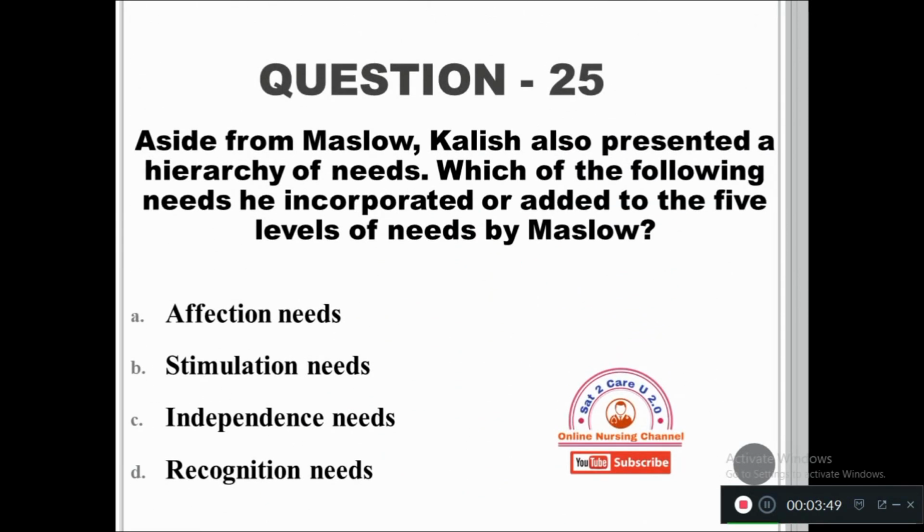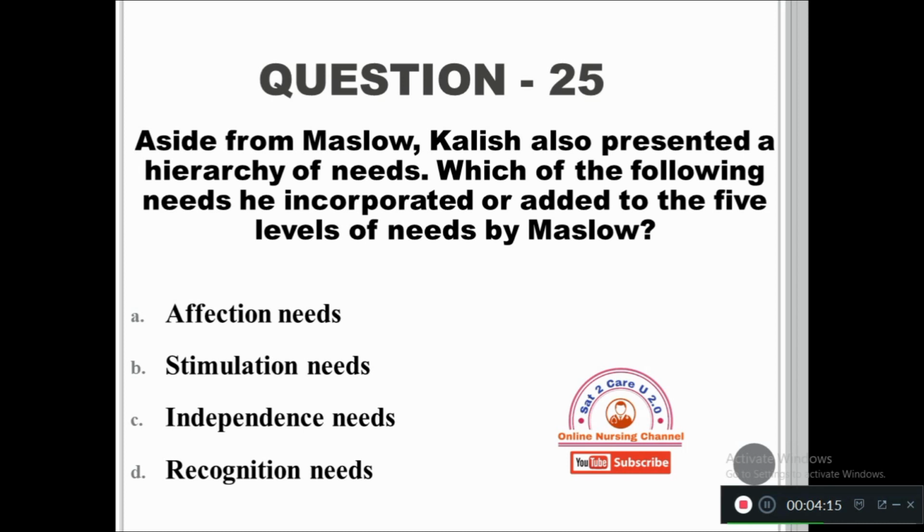Question number 25. Aside from Maslow, Kalish also presented a hierarchy of needs. Which of the following needs did he add to the 5 levels of needs by Maslow? Option A, affection needs, B, stimulation needs, C, independence needs, D, recognition needs.